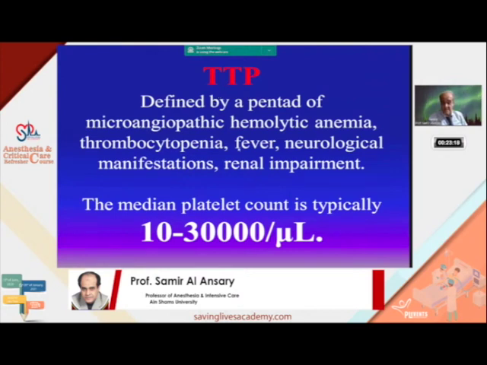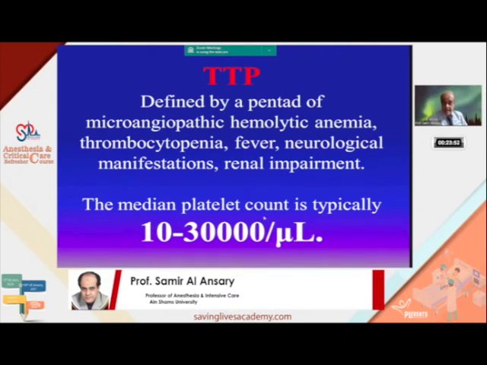But it differs in severity and differs in its percentage. We may find slight CNS manifestation. We may face a TTP patient with no fever, but it is mostly manifested by this pattern of symptoms, which are microangiopathic hemolytic anemia, thrombocytopenia, fever, neurological manifestation, renal impairment. Renal impairment in HUS, hemolytic uremic syndrome, is more highly manifested than in TTP.